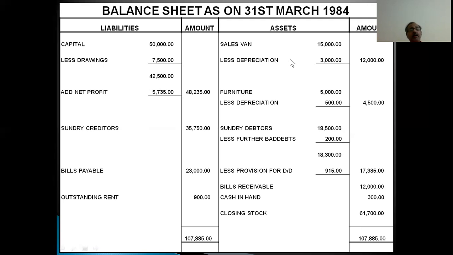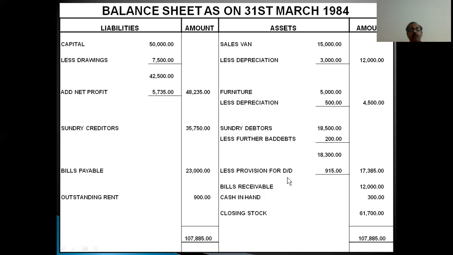Then the asset side. First of all, fixed assets: sales van, rupees 15,000. Less depreciation, 3,000. Outer column, rupees 12,000. Furniture, rupees 5,000. Less depreciation, 500. Outer column, 4,500. Sundry debtors, there will be an adjustment. Inner column, 18,500. Less further bad debt, rupees 200. Then 18,300.